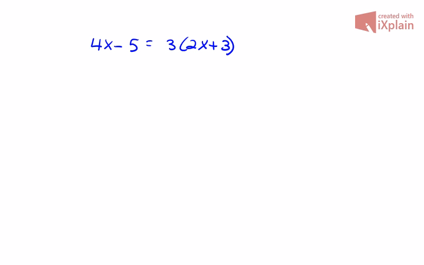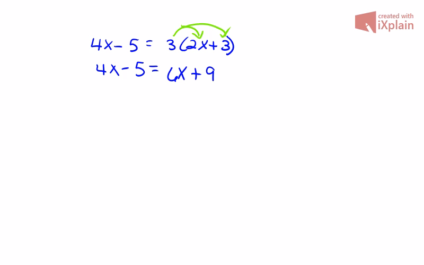4x minus 5 is equal to 3 times the quantity 2x plus 3. Probably the first step should always be to multiply using the distributive property so that these are out of the parentheses. We don't do anything with the left side, so we can just recopy 4x minus 5 is equal to 3 times 2x is 6x, and 3 times 3 is plus 9. Don't forget the plus.